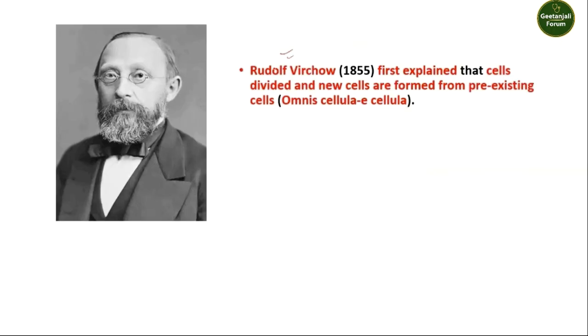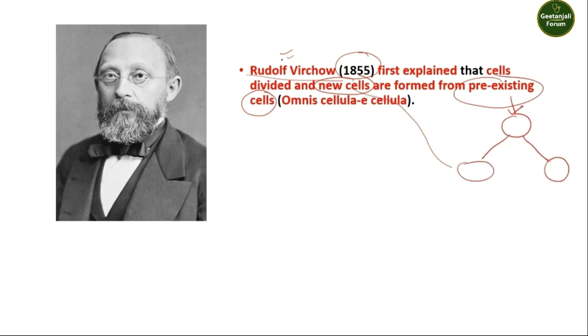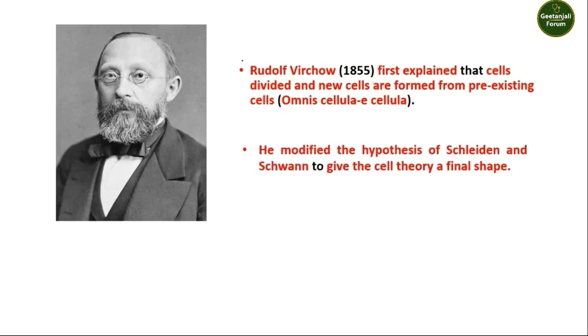Later on, Rudolf Virchow in 1855 explained that new cells are formed by pre-existing cells. It means there will be a pre-existing cell which will divide, and new cells will be formed from it. This theory is given by Rudolf Virchow. It is called omnis cellula e cellula. It means that every cell is made from a pre-existing cell. Rudolf Virchow modified the hypothesis given by Schleiden and Schwann. He modified the cell theory and gave it the final shape.